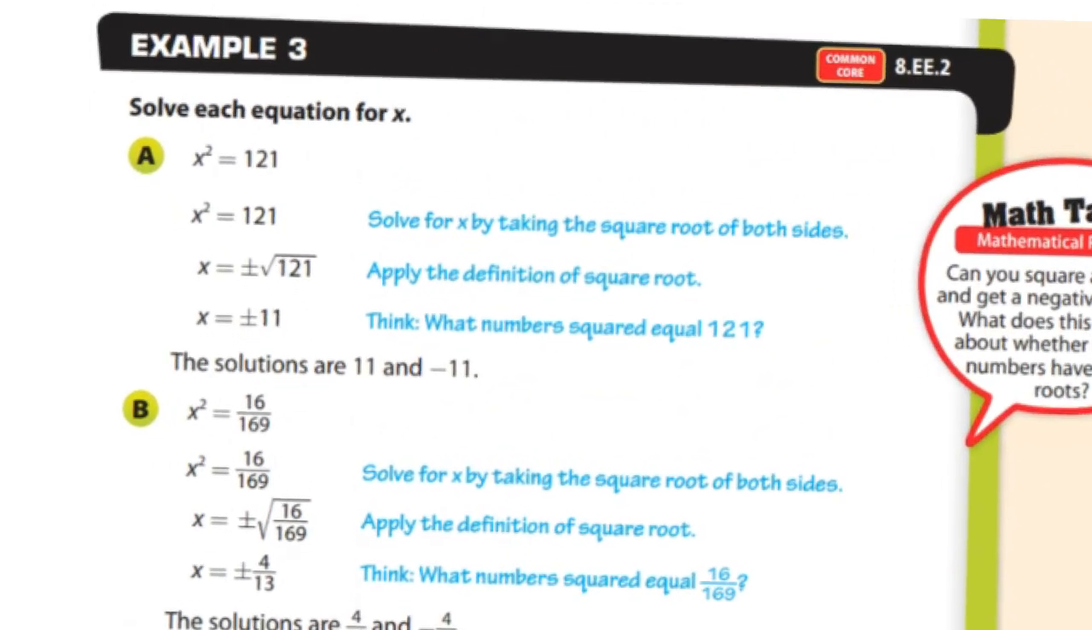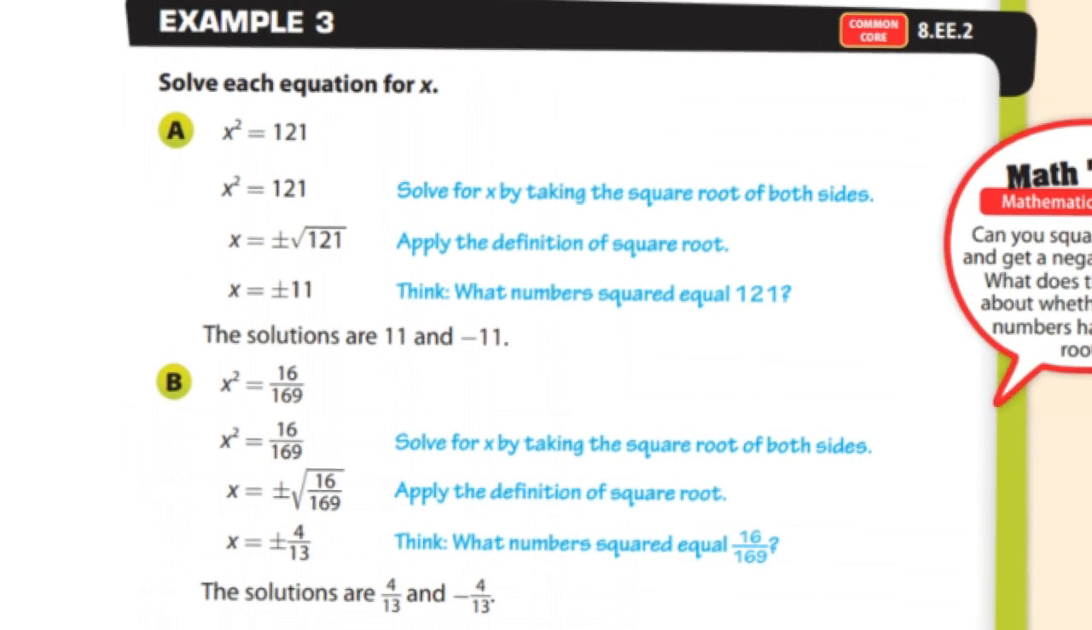Okay, some quick little examples here. We're going to have x squared equals 121. This is an equation. It has an equal sign. So x squared equals 121 is our problem.